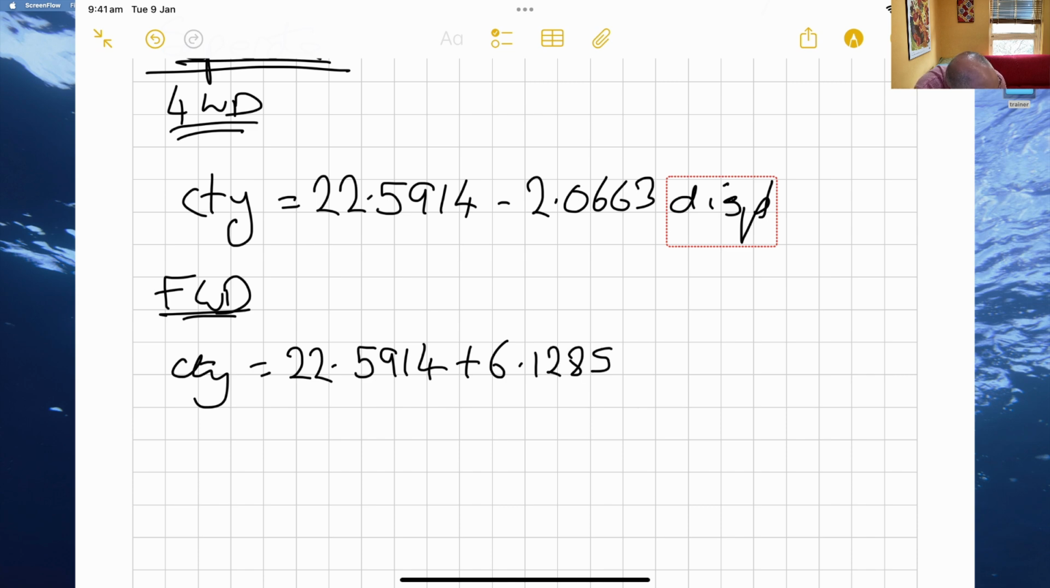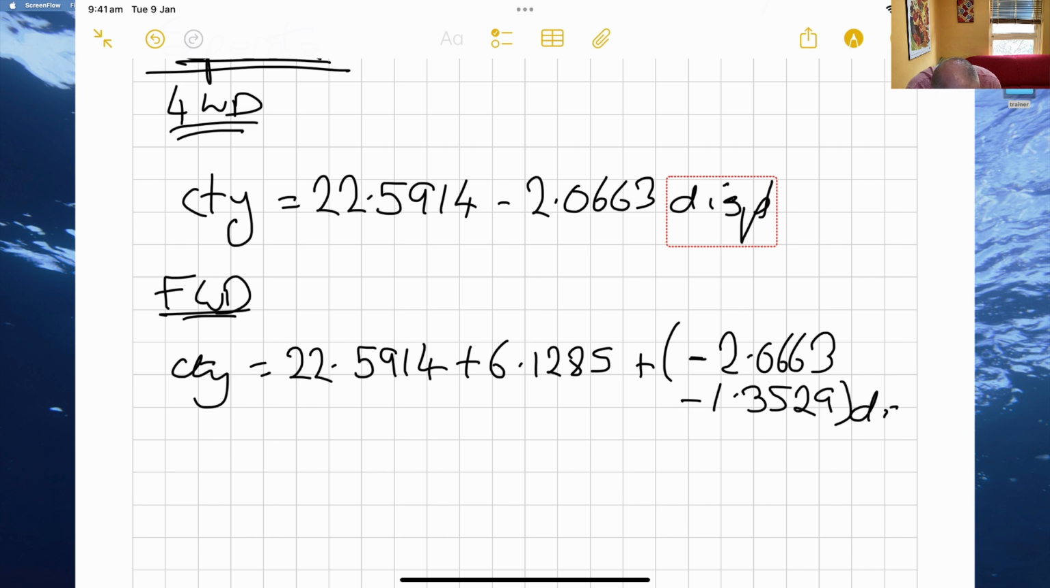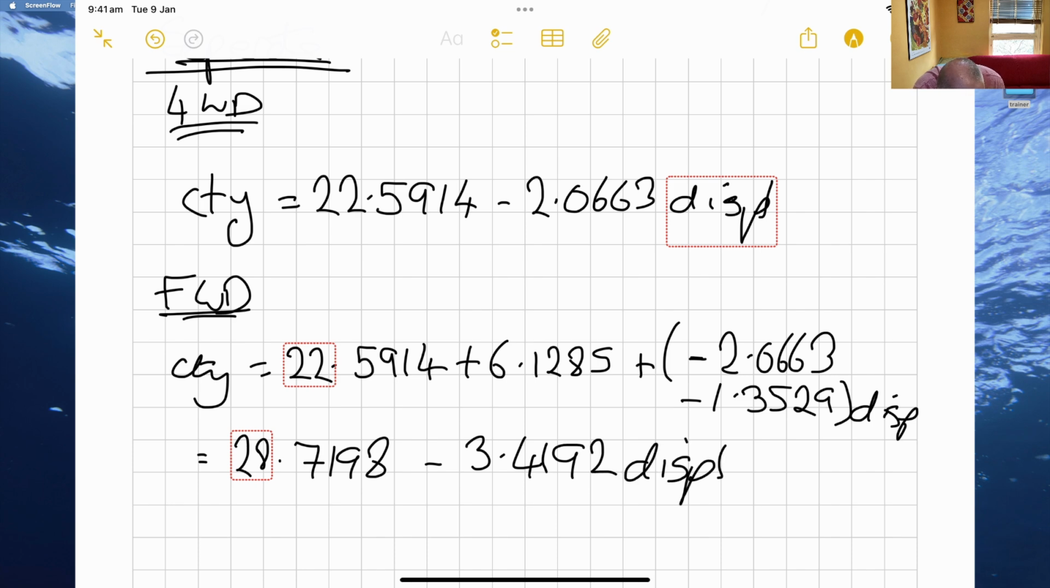2.1285. Then we've got plus, now our basic reference level slope is the 2.0663, the negative there, minus the adjustment is the 1.3529 displacement. And if I do those calculations, I ended up with 28.7198 minus 3.4192 displacement. Cool. So here's the extra adjustment we got from that column. Here's the extra adjustment we got from the other column.